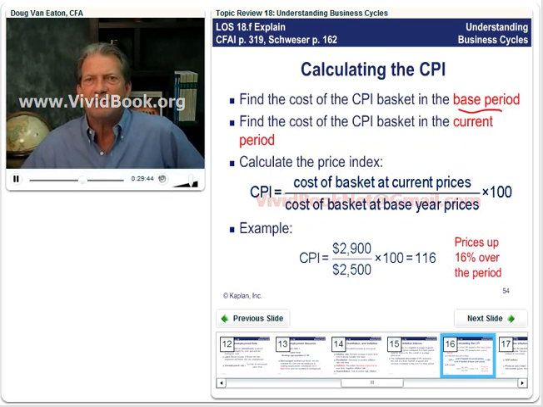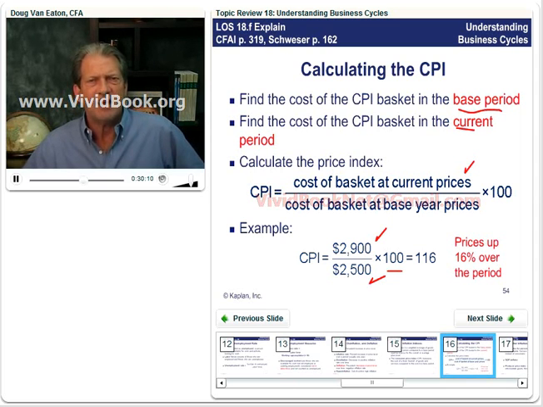Okay, so first we find the cost of the basket in the base period. So we find out, well, in the base period it was $2,500. That's what all these goods and services cost. Now we take the same basket at current prices and say, well, what's it cost now? Well, in our example, it now costs $2,900. So that's 29 over 25, and we just multiply it by 100 as our scalar.